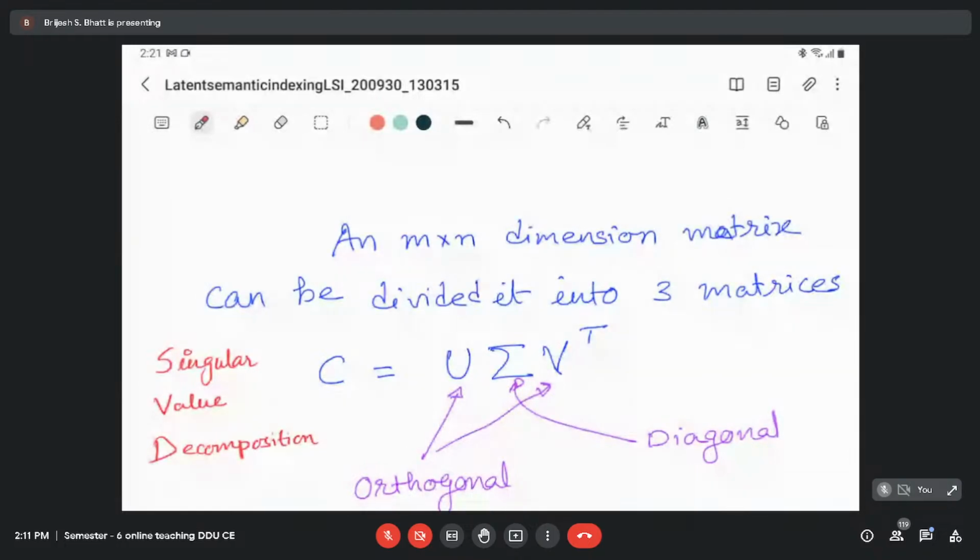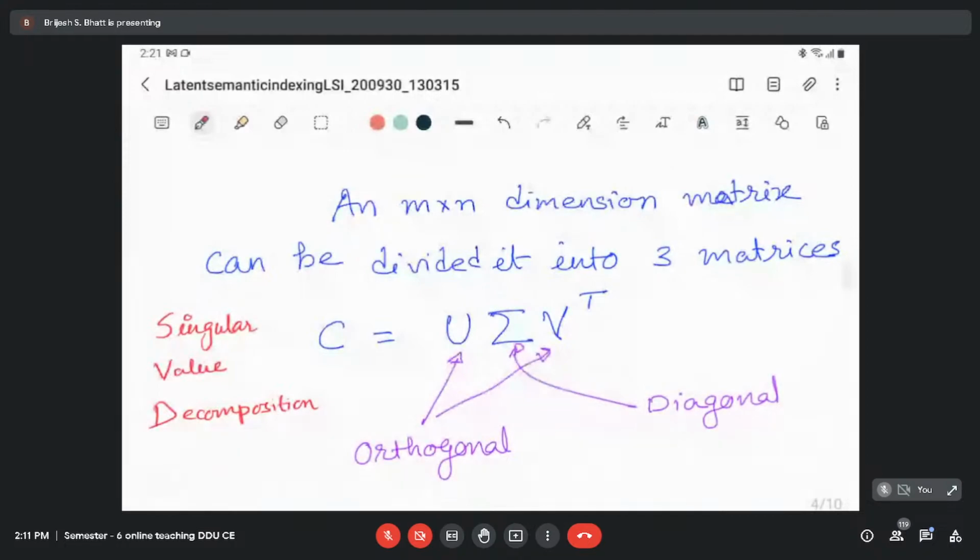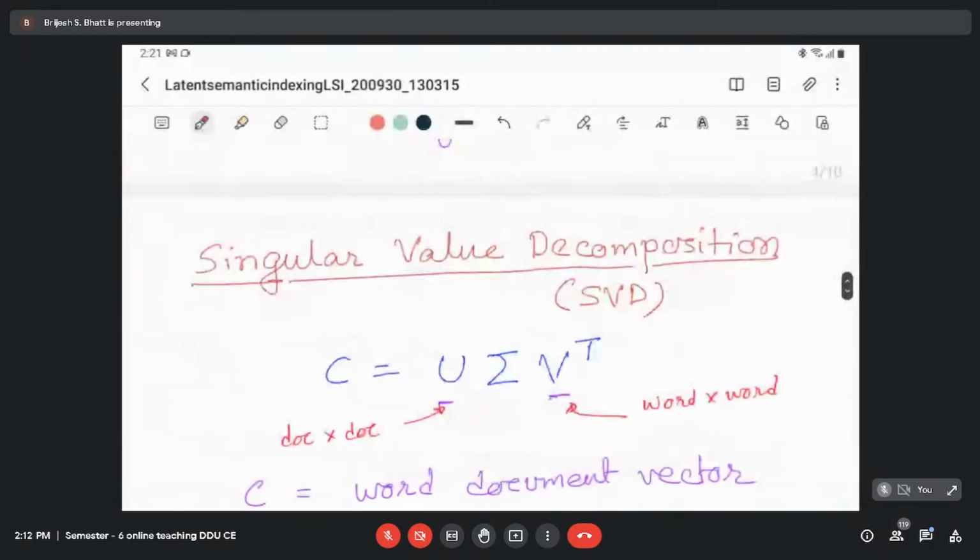It fits in our story because we are dealing with an m cross n dimension matrix, where n is the document dimension and m is the word dimension. And we want to break it down into a document matrix and a word matrix. So in our context, we use singular value decomposition to decompose the word document matrix into three matrices: U, sigma, and V transpose, where U is a document matrix and V is a word matrix.